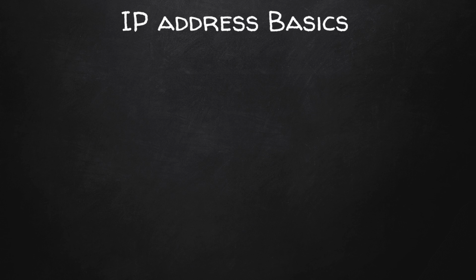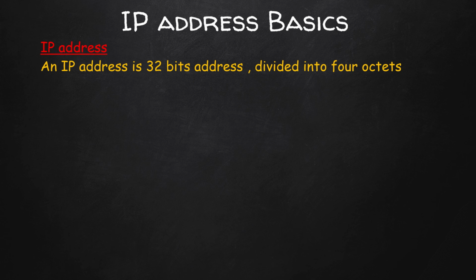So we will start with the IP address basics. What is an IP address? An IP address is a 32-bit address divided into 4 octets. It is also called logical addressing. This is an example of an IP address. As I mentioned, an IP address is a 32-bit address. So why is it called a 32-bit address?